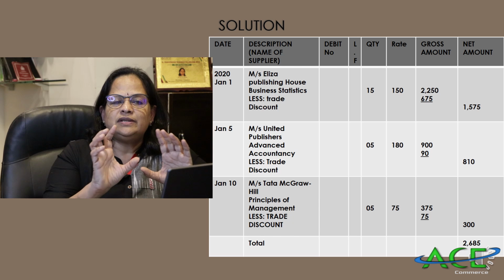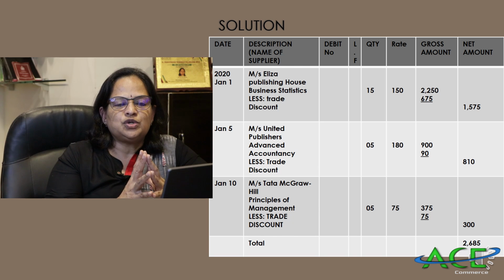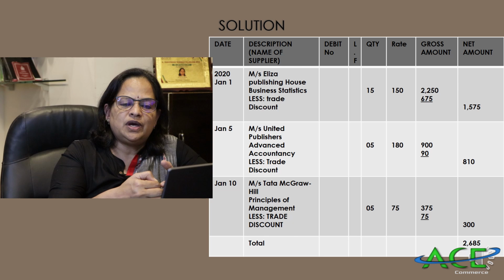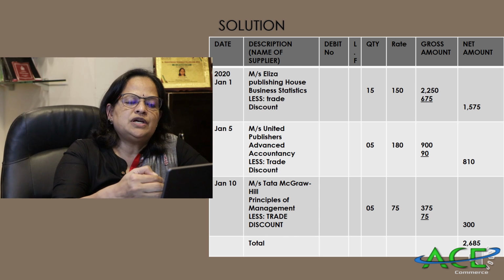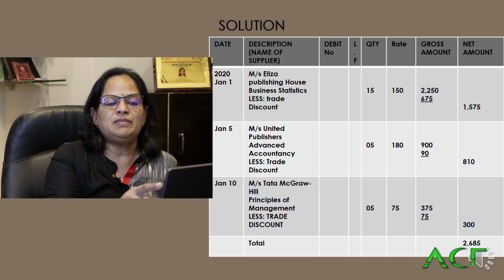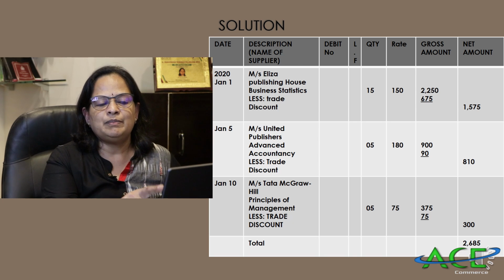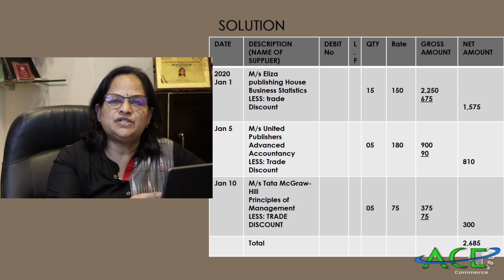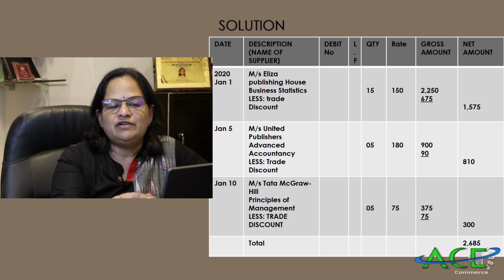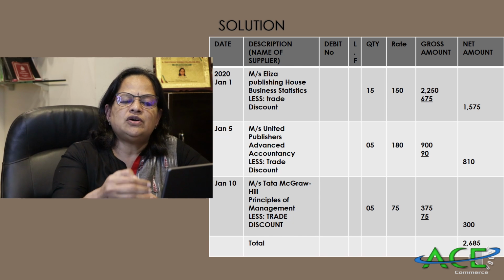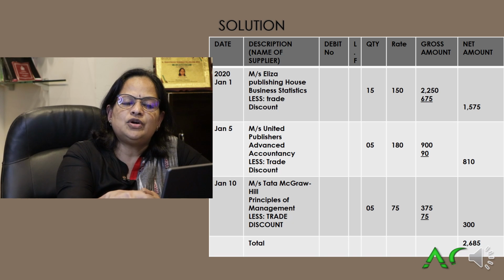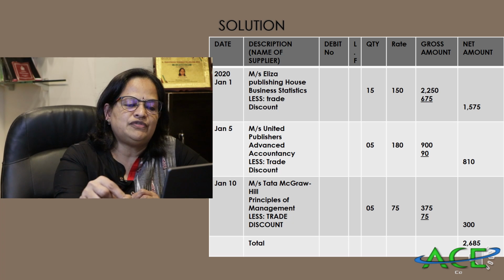Now the solution, 3 transactions, purchase returns book. So the 8 columns are there. The date you have to write, and Elisa Publishing House. The trade discount is there, 30%. So this you have to remember, 15 copies are purchased. 15 copies of statistics book at the rate of rupees 150, 2,250. Now you have to reduce the trade discount 30%. So 675 you have reduced, and the net amount is 1,575.